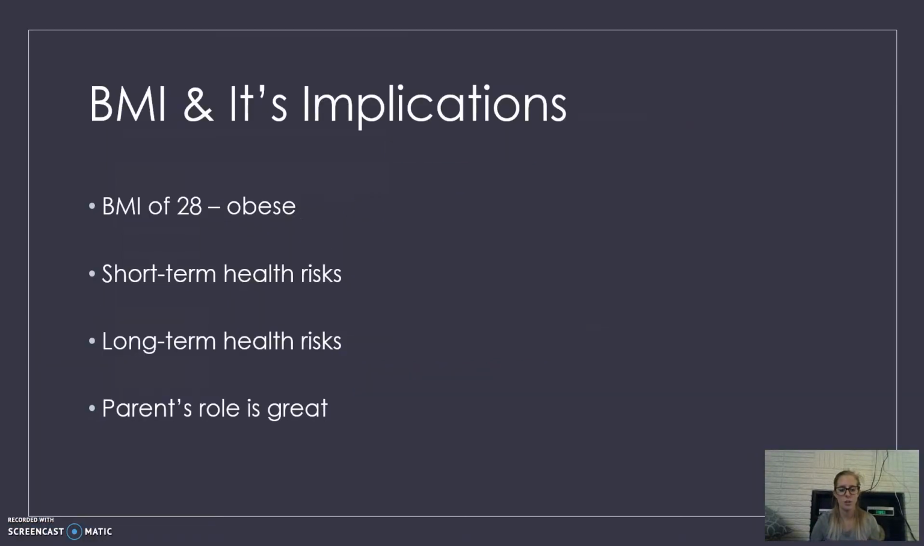Okay, so to start off, we were given the case study for a girl named Jane. She's 14, she weighs 153 pounds, and she is 5'2", so she's 62 inches tall.